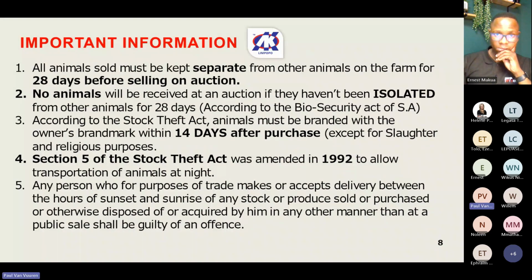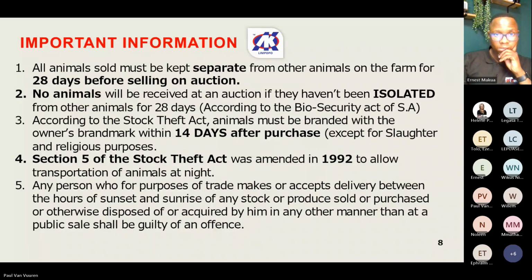According to the Stock Theft Act, animals must be branded with the owner's brand mark within 14 days after purchase, except for religious and slaughter purposes. Then you've got a 3-day period.